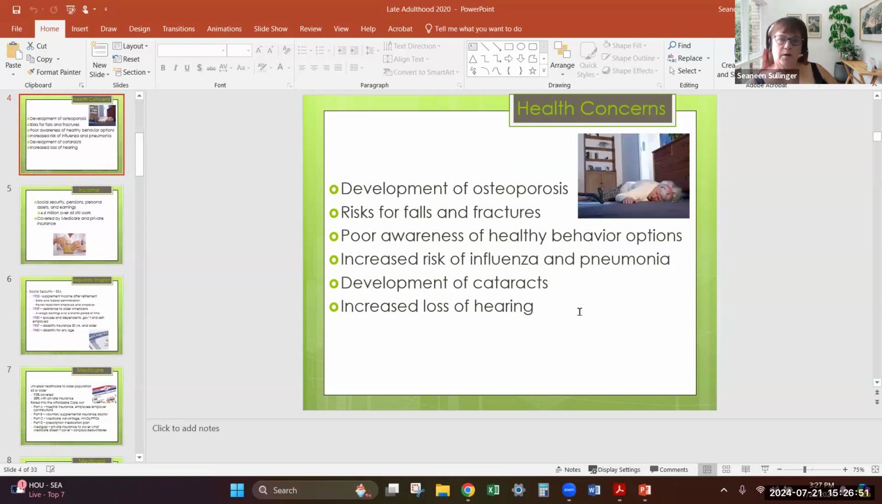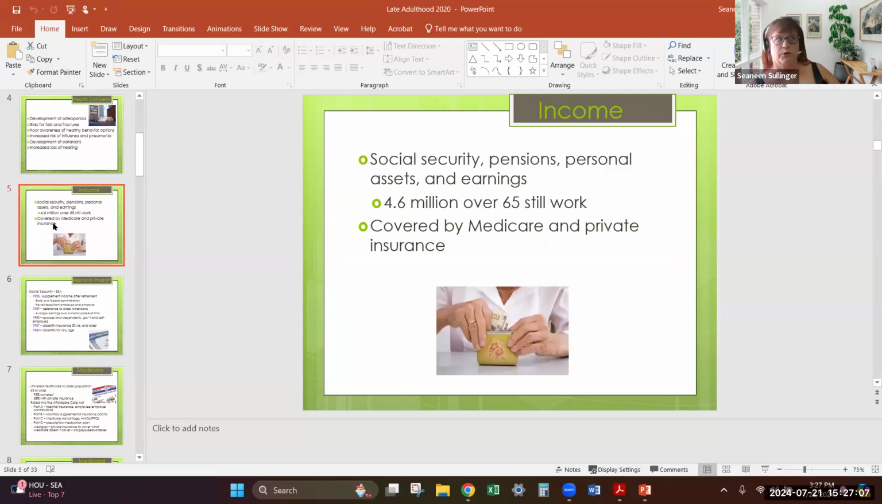So different health problems, these are things that you could potentially talk about in your health promotion project. Osteoporosis, falls and fractures, cataracts, vision, hearing things, flu, pneumonia, other illnesses that might be apparent. Because your immune system is also breaking down, it's not as easy to fight off those diseases or infections or viruses.